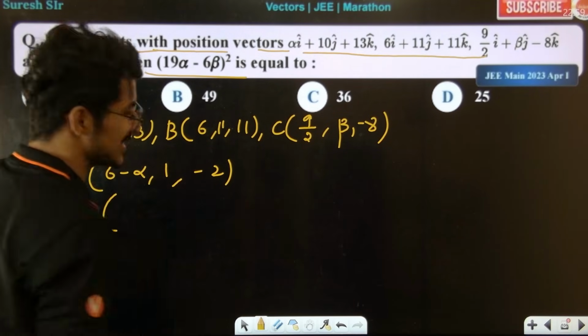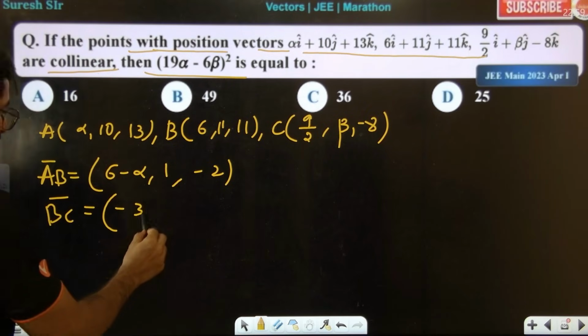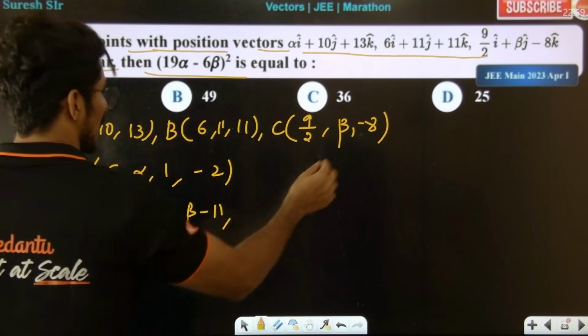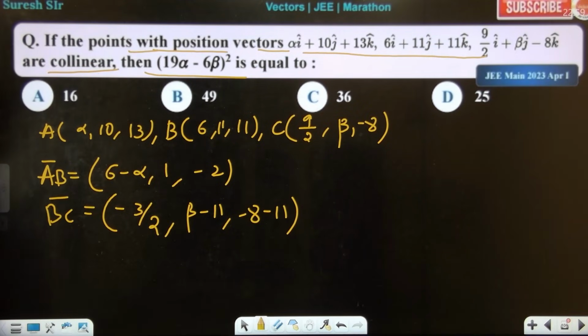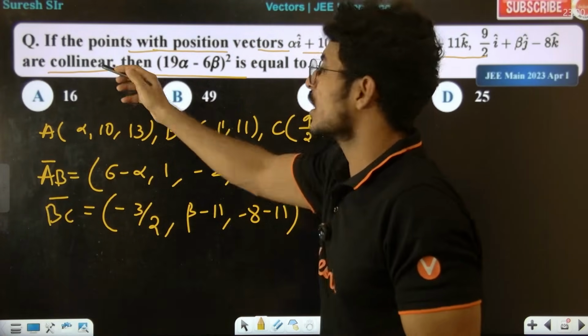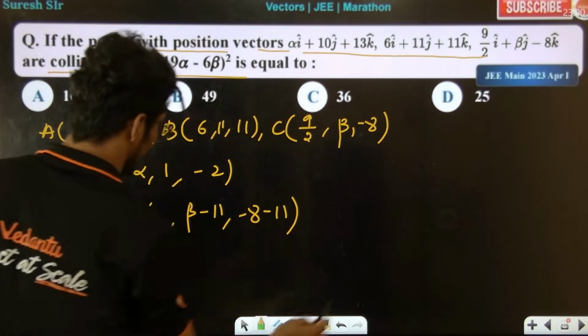So 9 by 2 minus 6, minus 3 by 2, minus 3 by 2. Now minus beta, beta minus 11, minus 8 minus 11. Yes or no? Since they are parallel, since they are collinear, coefficients are proportionally equal. When they are collinear, their coefficients are proportionally equal.